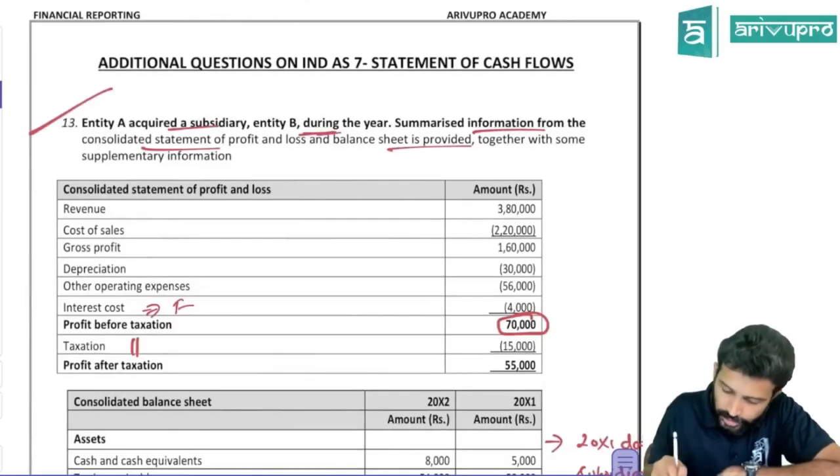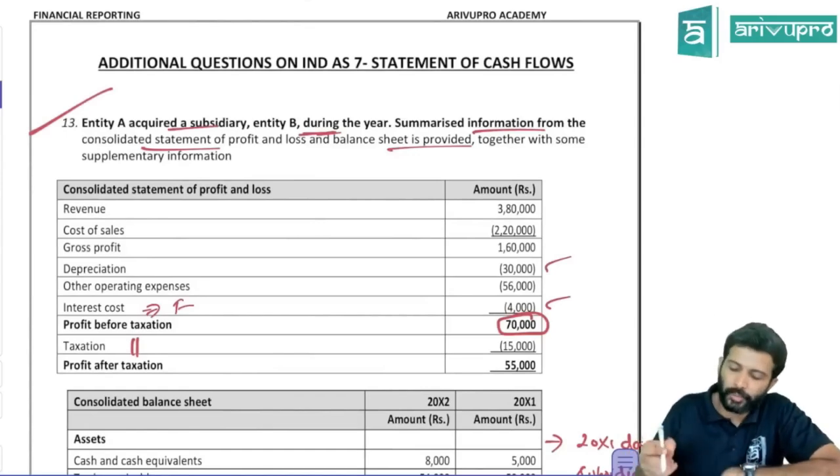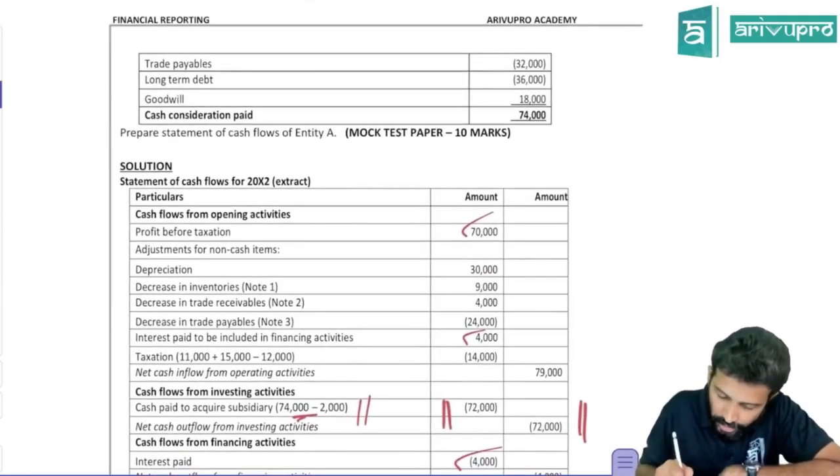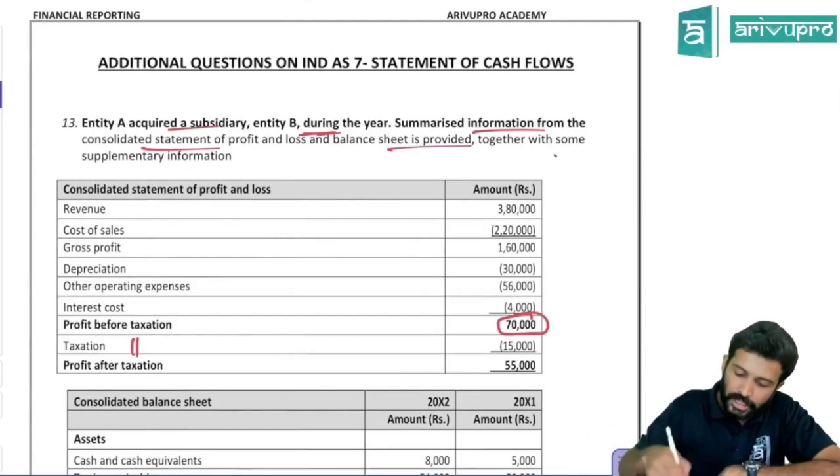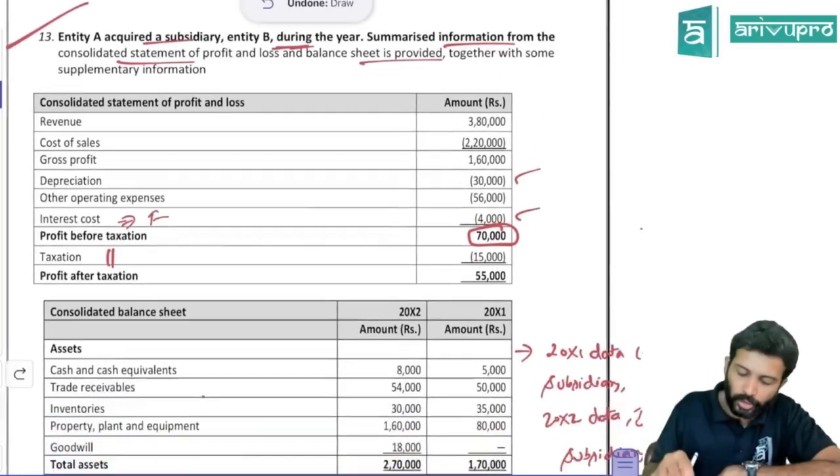Okay, next, this is done. They've reduced depreciation. Depreciation is non-cash. Hence what we need to do? Add back. Check, have they added back depreciation of 30,000? Yes. So from this we have got the necessary information. Let's move on to the next one.